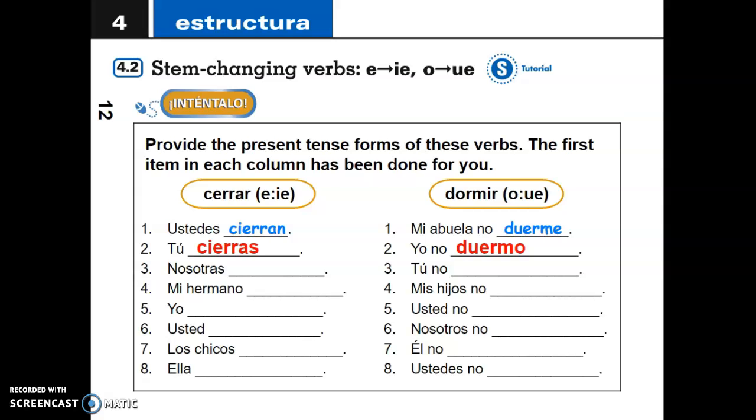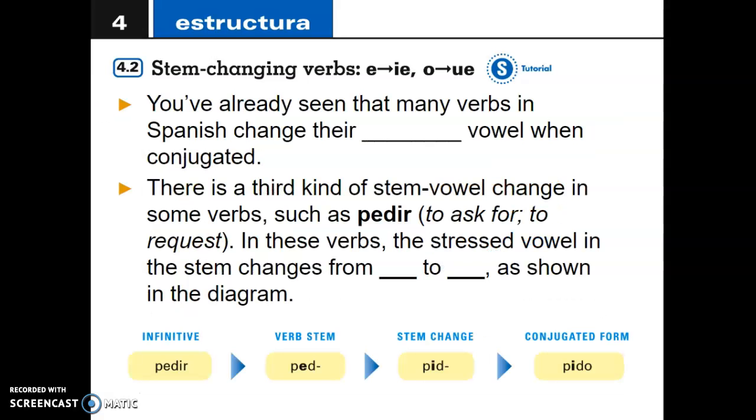Alright, so hopefully you've done these. We'll check your answers later, but we're going to move on to another part. So we just learned, you've already seen that many verbs in Spanish change their stem vowel when conjugated. So we just learned E to IE, O to UE. And there's actually a third kind we're going to learn now too, such as pedir, which means to ask for or request. So with this third stem change, the stressed vowel changes from E to I, as shown in the diagram. So not E to IE, but E to I only.